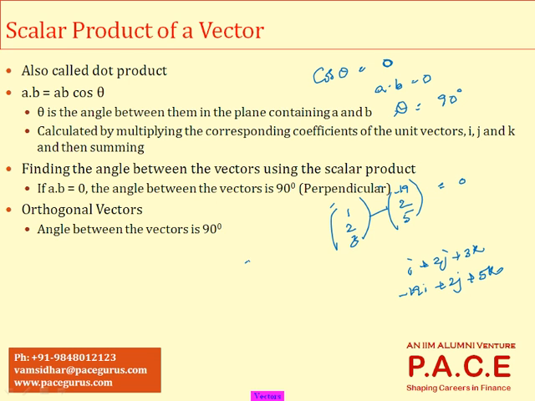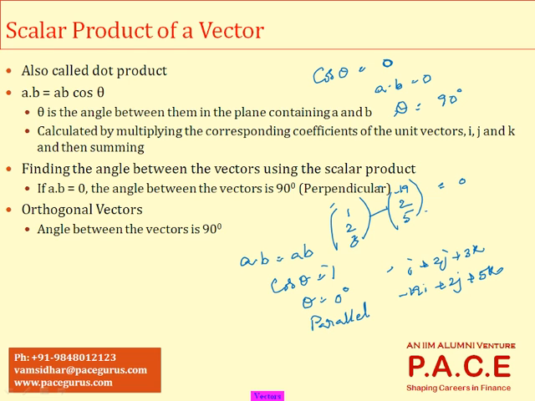And if a dot b is the same as ab, then cos theta will become equal to 1. Cos theta equal to 1 means theta equals 0 degrees. 0 degrees means both the vectors are parallel. Right? If both the vectors are parallel, then cos theta equals 1. So these are some of the important outcomes that we need to be comfortable with.